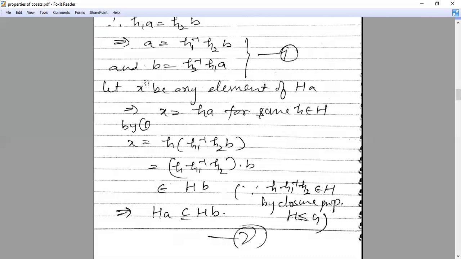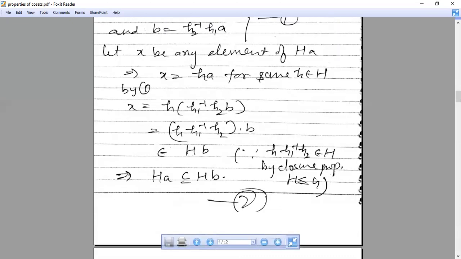So X was in Ha and we have shown that this belongs to Hb. That means Ha is a subset of Hb. So this is your 2.